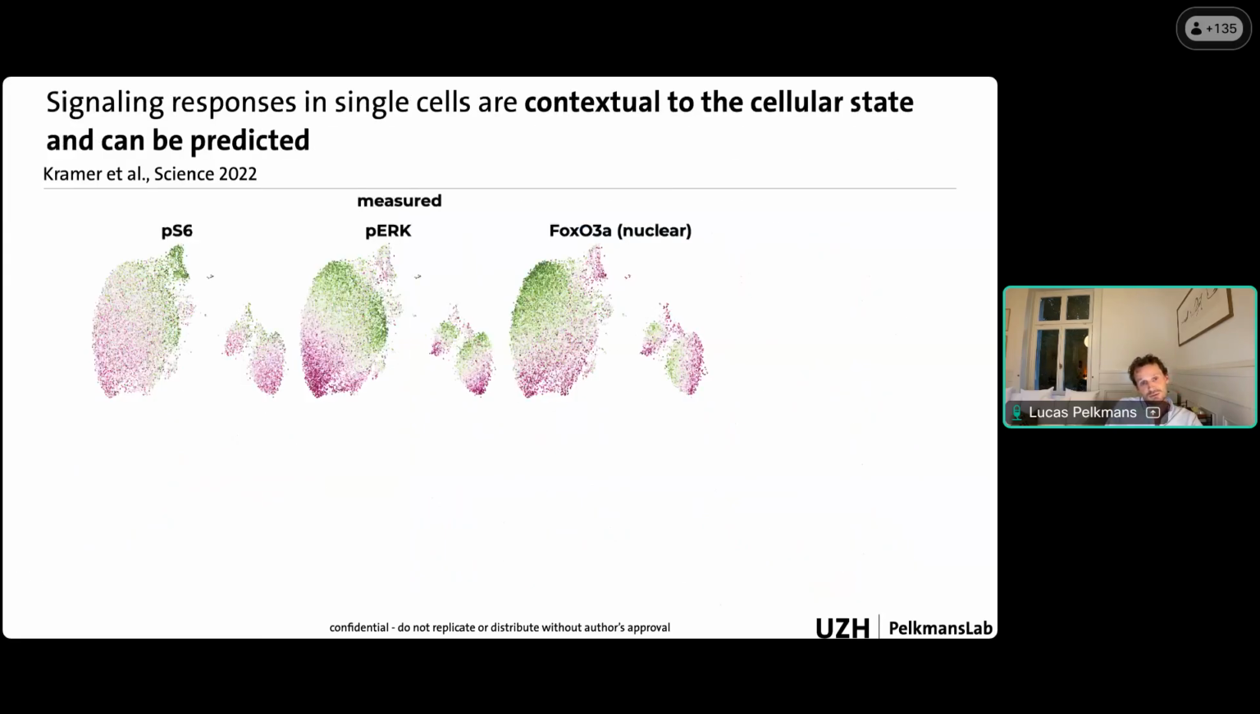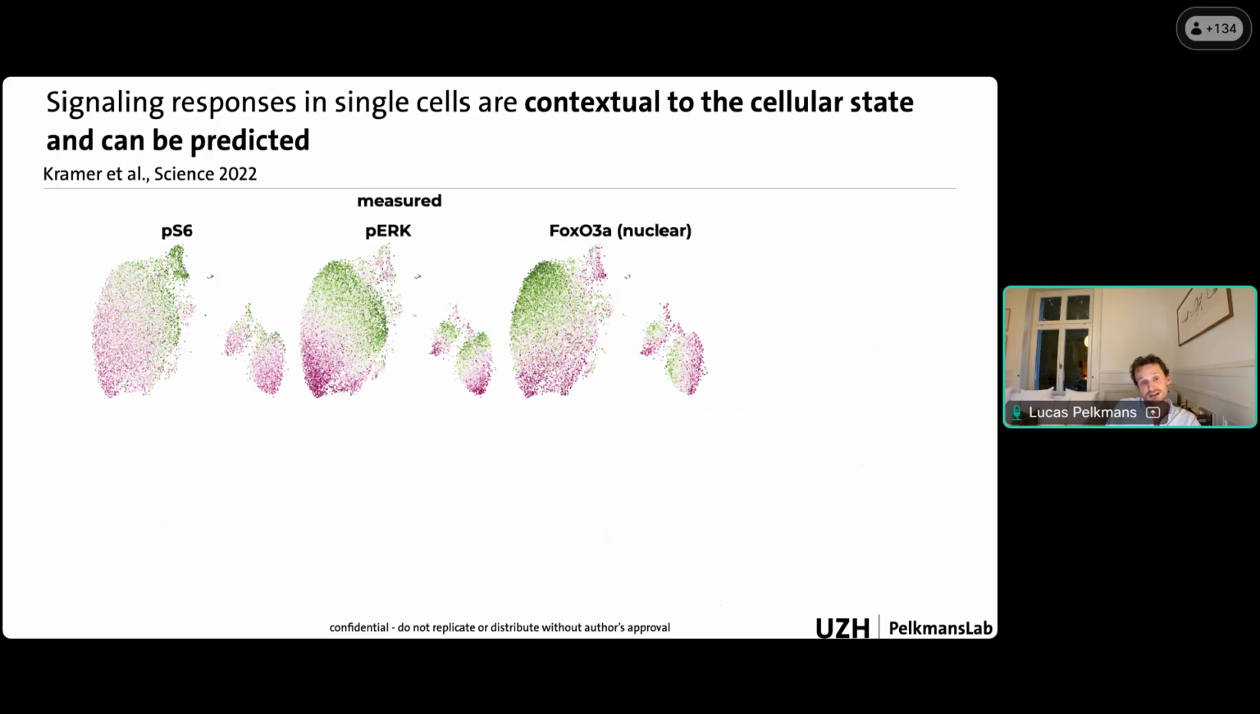Once we were able to do that, we asked the following question. Taking a cellular state space and projecting on that the activity of signaling nodes in a signaling network activated by growth factor, epidermal growth factor, do we actually see a certain pattern emerging when we overlay these activities on this state space? I need to emphasize we did not use these measurements to create the cellular state space. That was really built using cellular state markers.